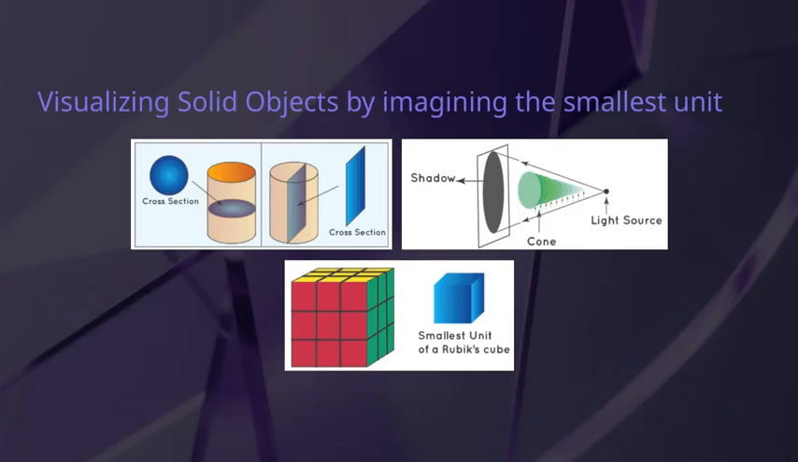Let's wrap up our presentation by exploring how we can visualize solid objects. The key idea here is to imagine the smallest possible unit that makes up the object. By doing this, we can better understand the structure and properties of the solid. Think of it as zooming in to see the fundamental building blocks, like atoms or molecules, that compose everything around us. This perspective helps us connect the dots between the microscopic and macroscopic worlds.